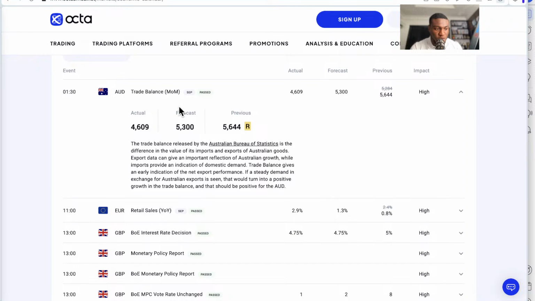Again, a better than expected trade balance would mean Australia exported more than it imported, which would lead to a stronger Australian dollar, right? Because a surplus strengthens the Australian dollar. It means a lot of countries are buying more Australian goods and they're often using the Australian dollar.